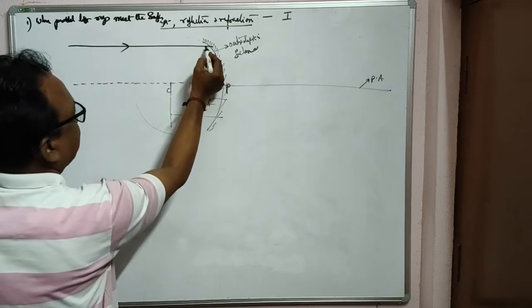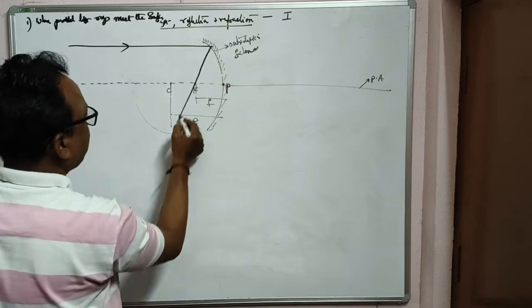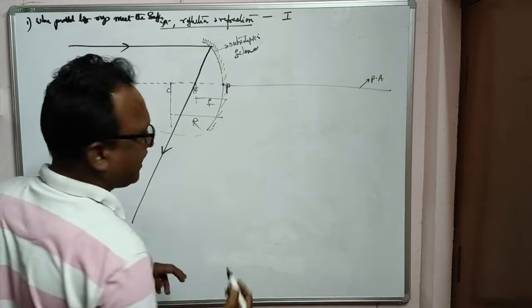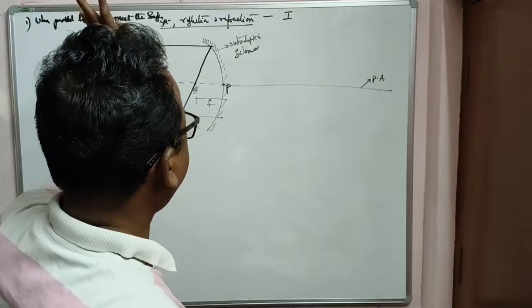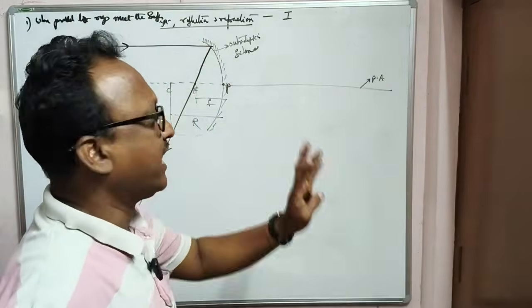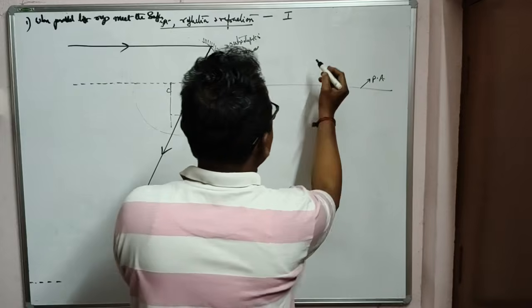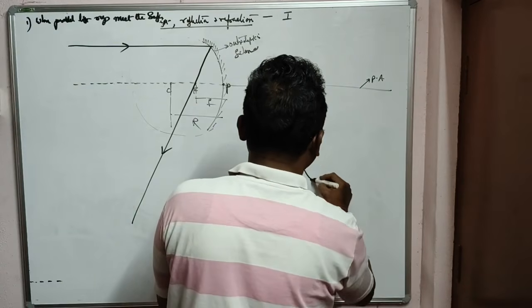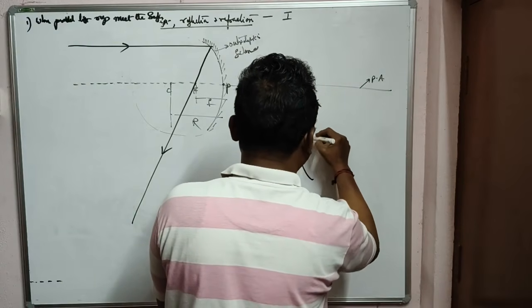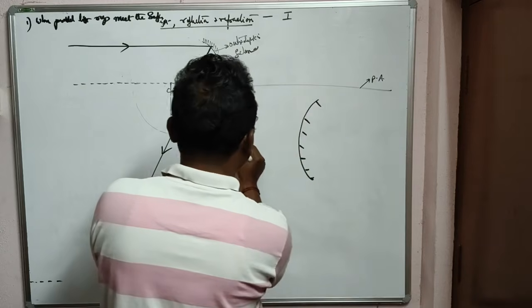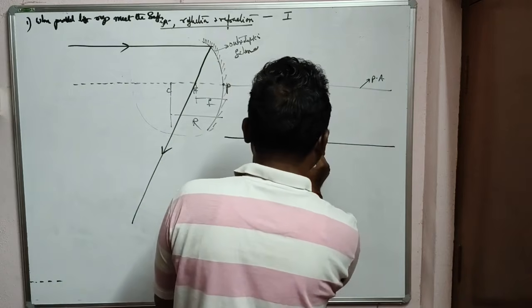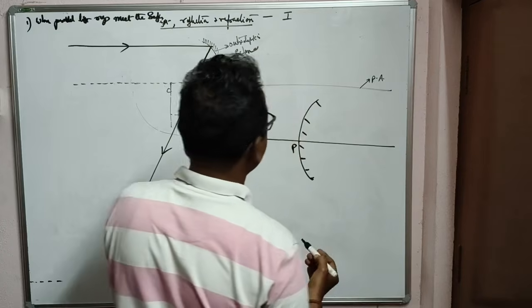Any parallel light, always it should go through the focus. Very, very important. Any parallel light rays should go to focus. Even if it may be concave or convex. You can see this is a convex.